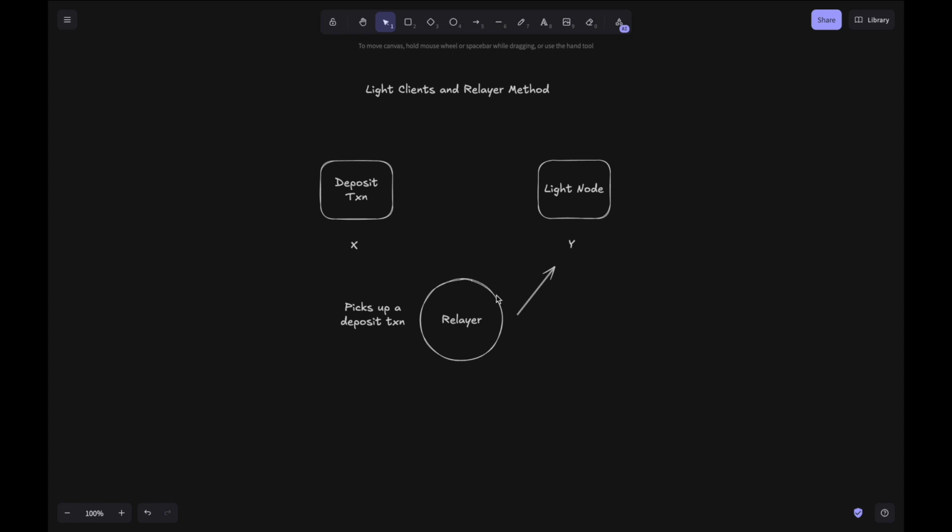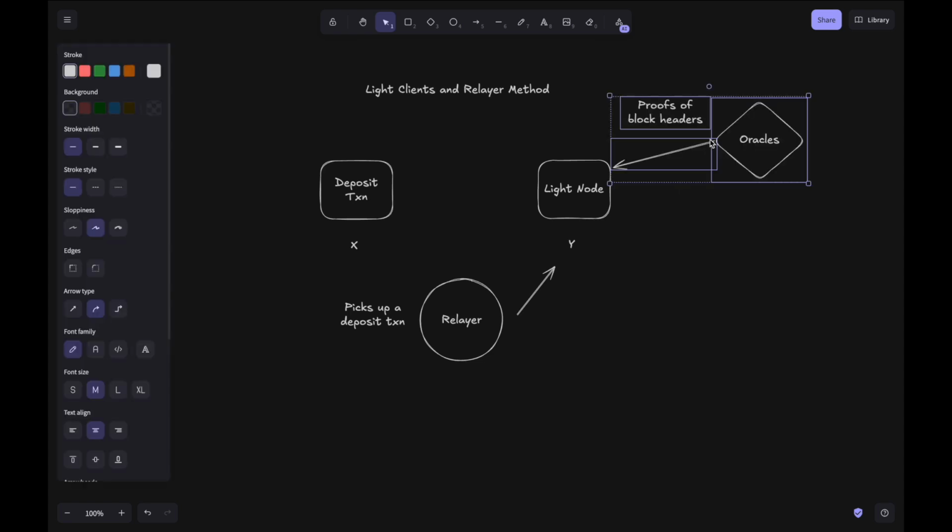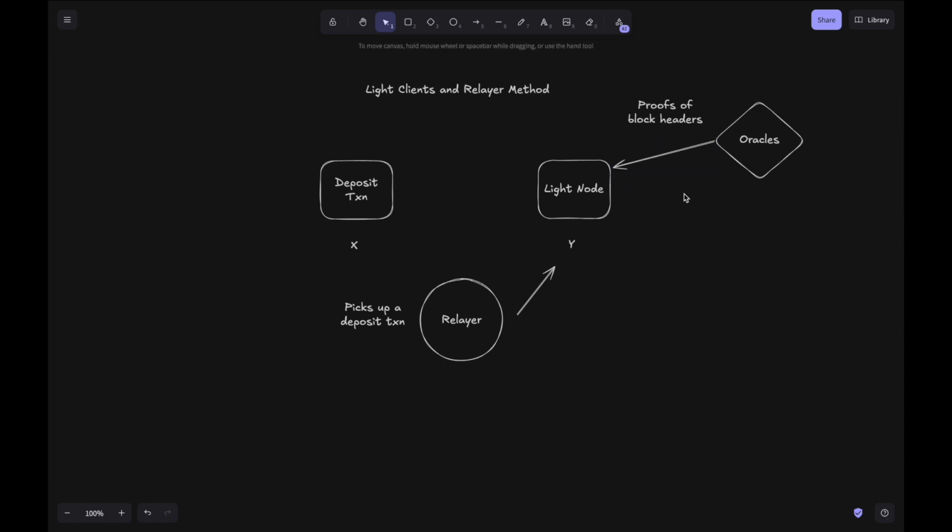Well, a light client relay method has a relayer which always listens for a deposit transaction on the source chain. Whenever a deposit transaction is made, the relayer sends some data over to the destination chain, and the light node on that chain validates and makes the transaction. The validation is done via proofs of block headers, which are provided by the oracles. This method is actually beneficial because it is decentralized and trustless.